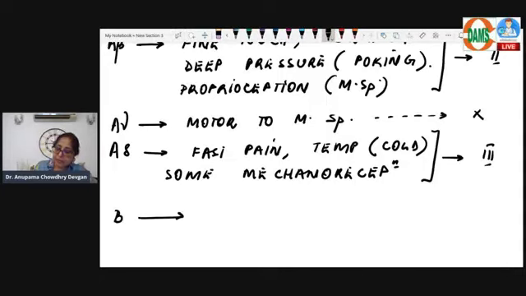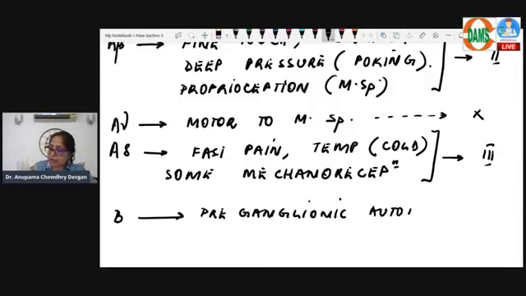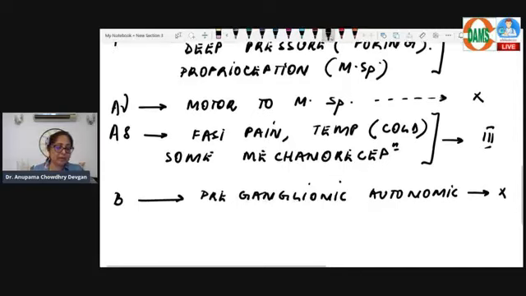B. Type B fiber is preganglionic autonomic. Do they have any numbers in the numerical classification? No. Preganglionic autonomic.